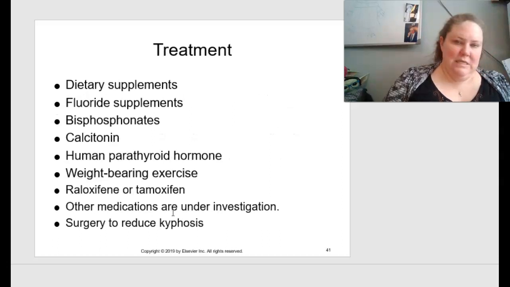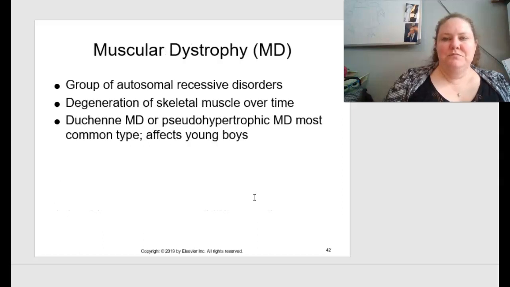So how do we treat this? Well, through dietary supplements, through fluoride supplements, through bisphosphonates, through calcitonin, human parathyroid hormone, weight-bearing exercises to strengthen those bones, raloxifene and tamoxifen, right? Other medications are still in the investigation stages, but we have other treatments that are currently being sought out. And then, worst case scenario, we can also have surgery to reduce those kyphoses.